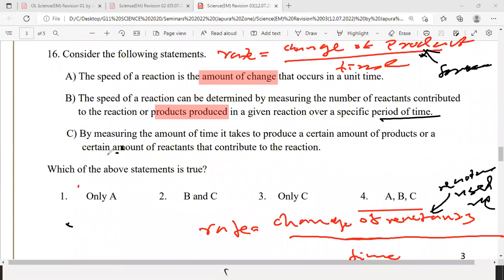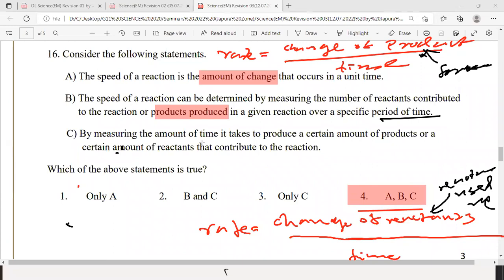Then by measuring the amount of time taken to produce a certain amount, so all three are correct. That is how you define the rate. So question number 16, the answer is for those who have done this before me. Very good. Sometimes in the exam, this question can be an essay type if they ask what is known as rate, or briefly explain the rate of a reaction, or define the rate. Then you can write the amount of change that occurs in a unit time, or the amount of products formed over time taken, or amount of reactants utilized over time taken.